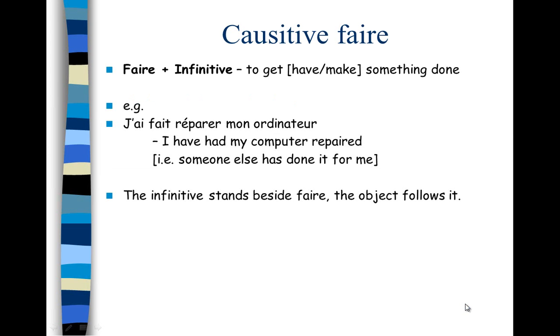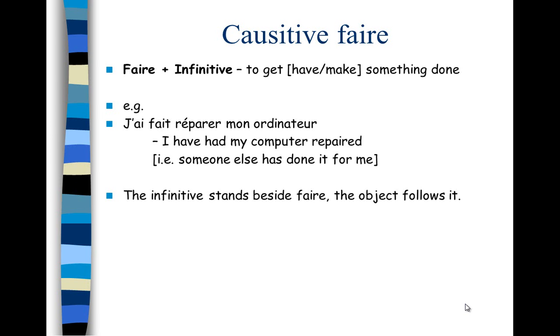Causative faire. If you want to express having something done for you, getting something done, having something done, making something be done, you use the construction faire plus the infinitive, and we call it causative faire. Here's an example. J'ai fait réparer mon ordinateur. I have had my computer repaired, or I had my computer repaired, meaning that someone else did it for me. It wasn't me that did it, I had someone else do it.